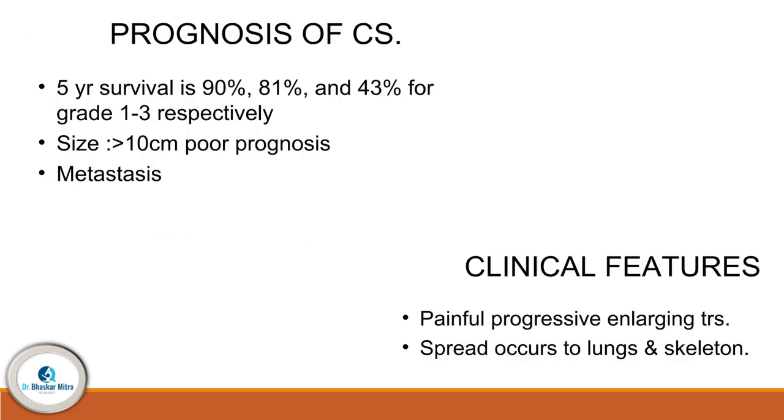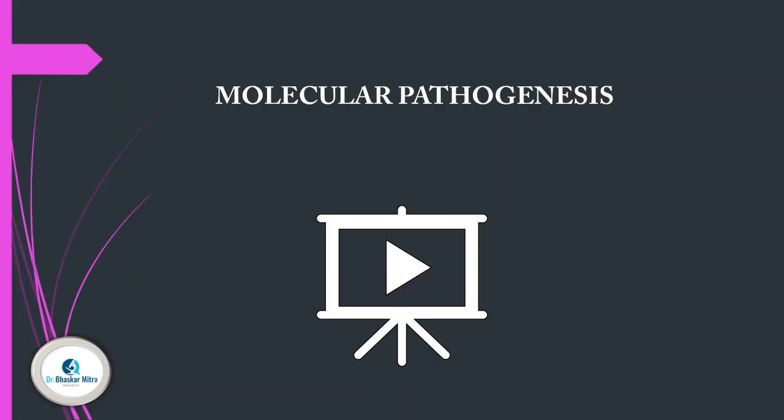Regarding prognosis of chondrosarcomas, if it is more than 10 centimeters, it is a very poor prognosis. Five-year survival in some of the low-grade ones is very high, about 90%. There is a chance of metastasis there. It is a painful, progressively enlarging tumor, and metastasis or spread may occur into the lungs and other skeletal tissues. Now comes the most interesting part of these chondroid tumors, that is the molecular pathogenesis.